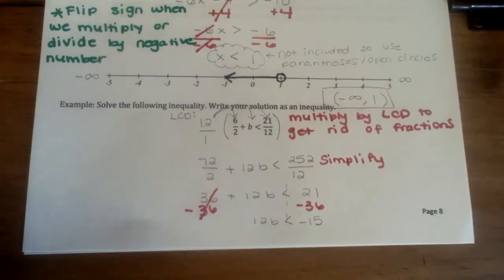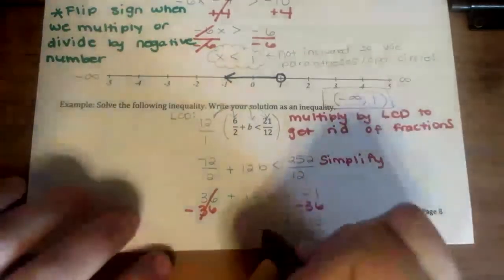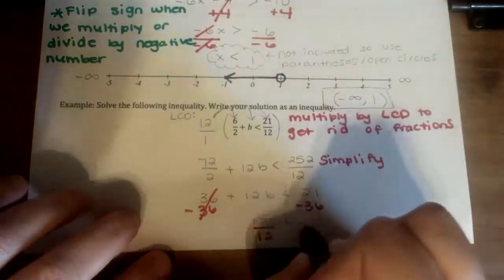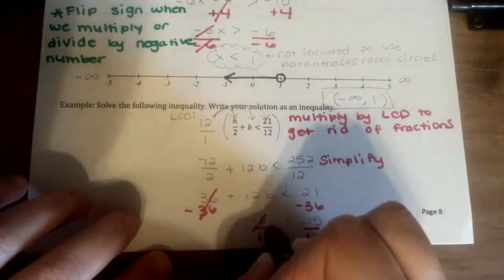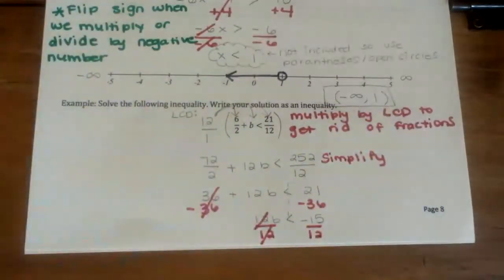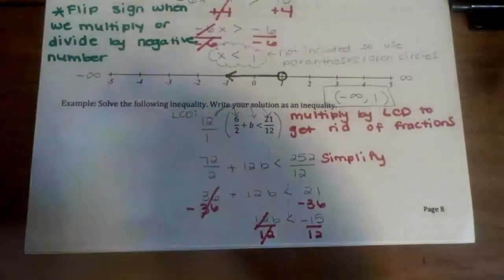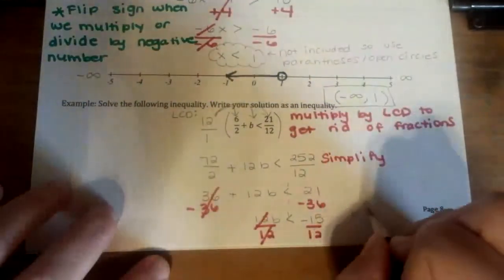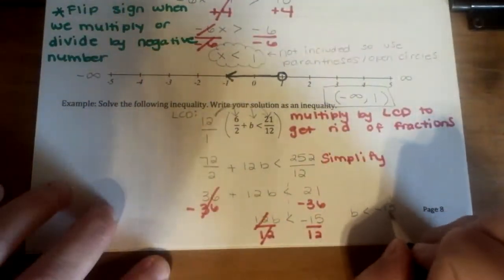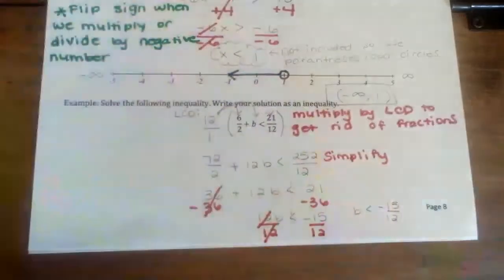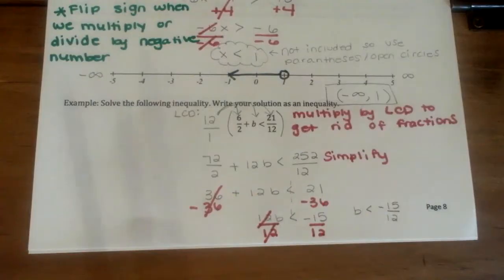So 12 times b, we're trying to get b by itself. It's being multiplied by 12, so the opposite would be to divide by 12. That way 12 divided by 12 goes to 1. We're left with 1b, and it cancels out. 1b is just b, is less than negative 15 over 12. So we got b by itself.